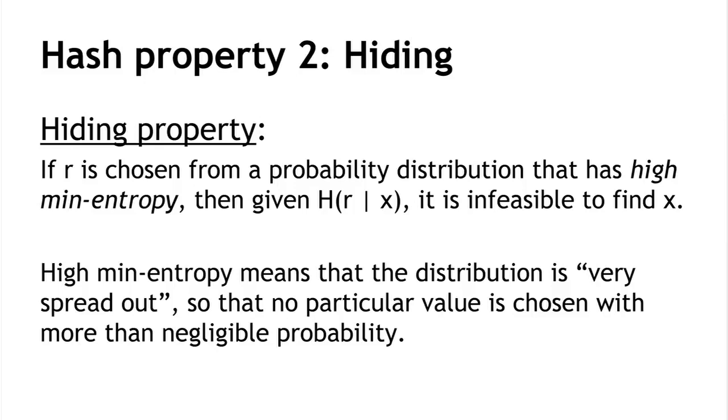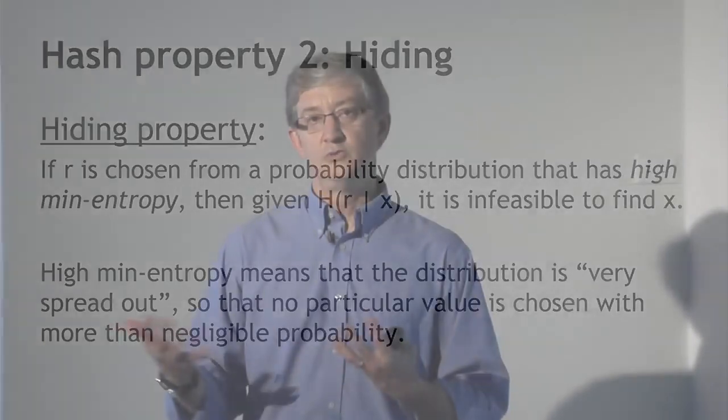Well, it captures this intuitive idea that r is chosen from a distribution that's really spread out. What that means specifically is that there's no particular value that r could have had that would occur with more than a negligible probability. So for example, if r is chosen uniformly from among all of the strings that are 256 bits long, then any particular string was chosen with probability 1 in 2 to the 256, which is truly a negligible value. So as long as r was chosen that way, then the hash of r concatenated with x is going to hide x. And that's the hiding property that the hash function will be deemed to have.